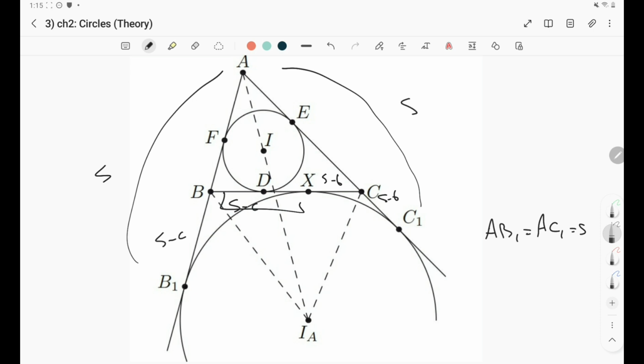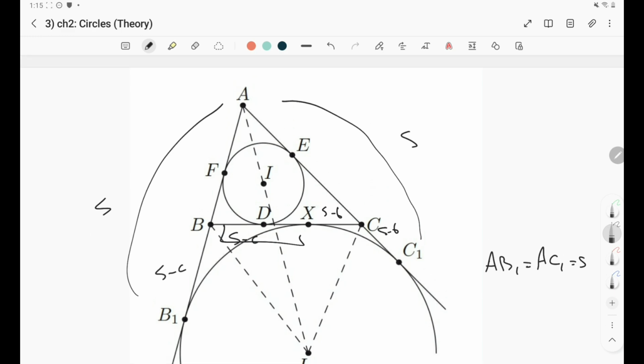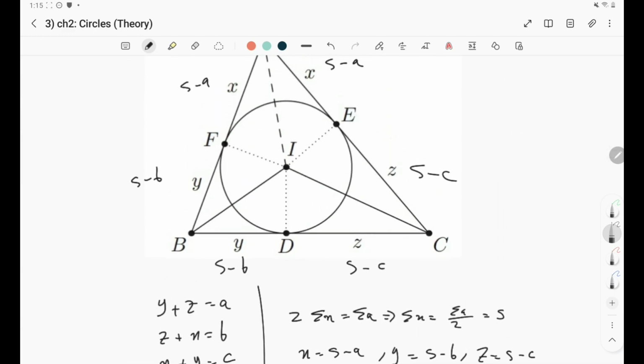I'm just giving you a way to memorize it, because so many students make mistakes. They are doing BX and they say it's S minus B. No, it's S minus C. Be careful. You're playing with the X circle, not the N circle. Same thing for the other one. The bigger ones are always just S, so you will never make mistakes in them.